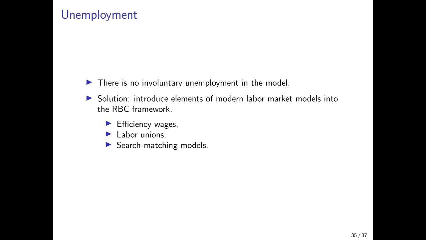and particularly also search and matching aspects actually that have been introduced by Mortensen and Pissarides, but they have also been introduced into real business cycle models or DSGE models more generally, and would then explain equilibrium unemployment by these search frictions that emerge on labor markets when people should search for jobs and firms search for workers, and then a certain match has to be found.